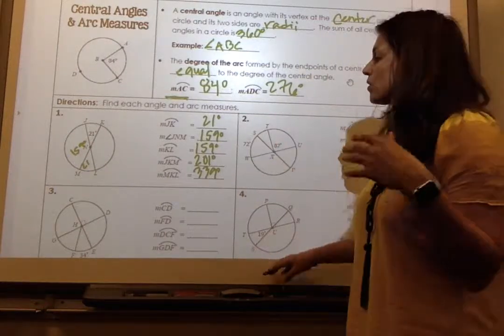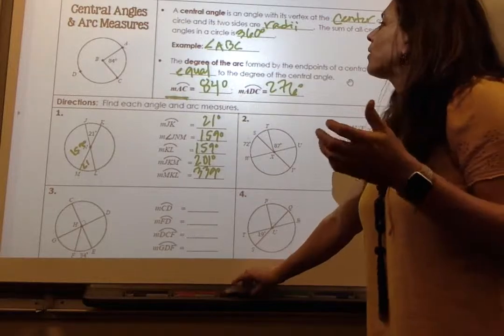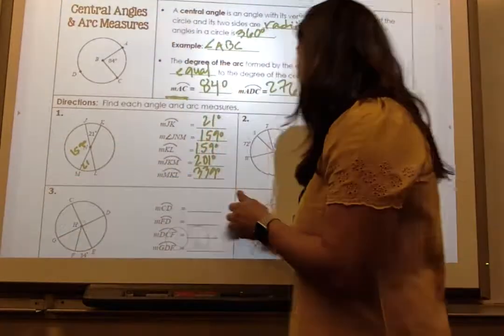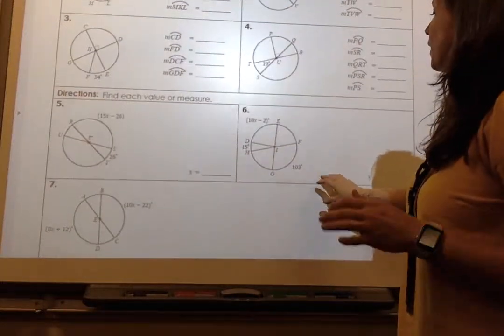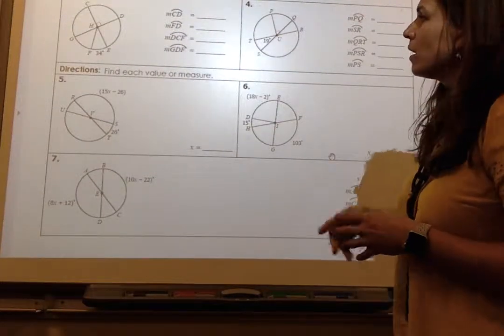Just know that they're equal, so all the algebra is going to remain the same as what we've seen in the past. So you should be able to go through those, and of course, if you have questions, come see me in tutoring.